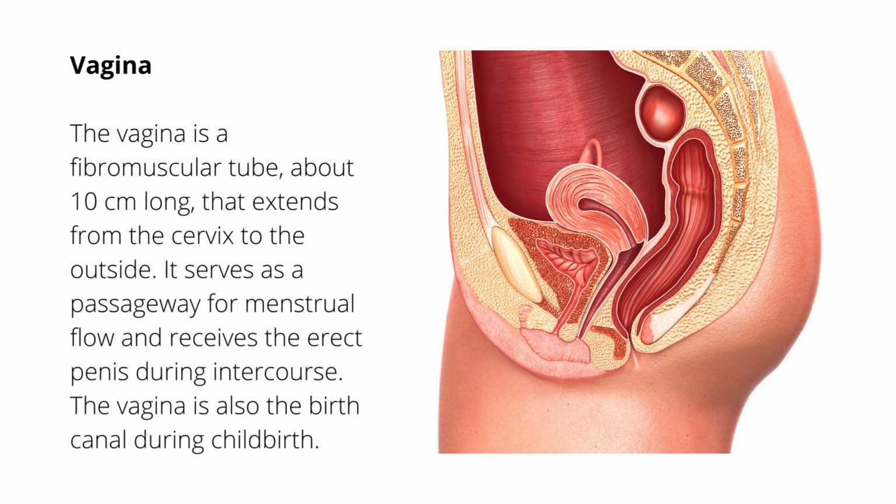The vagina serves as a passageway for menstrual flow, receives the erect penis during intercourse, and it is the birth canal during childbirth.